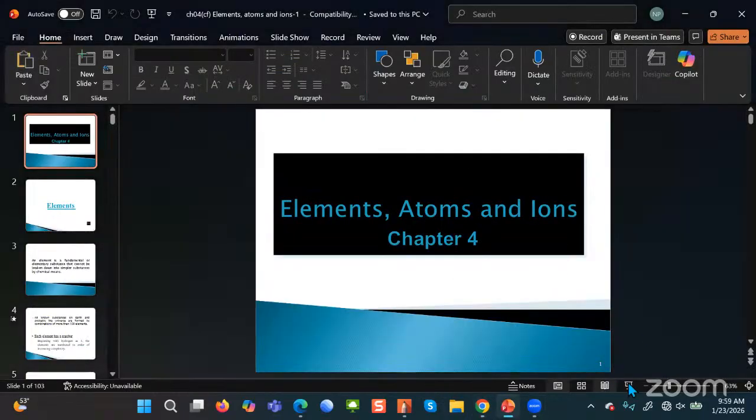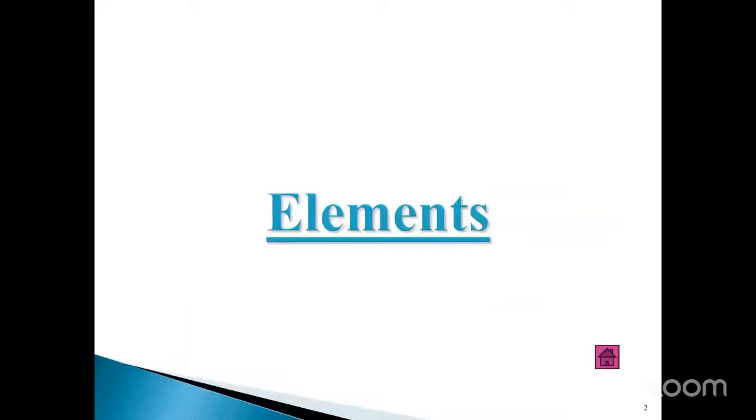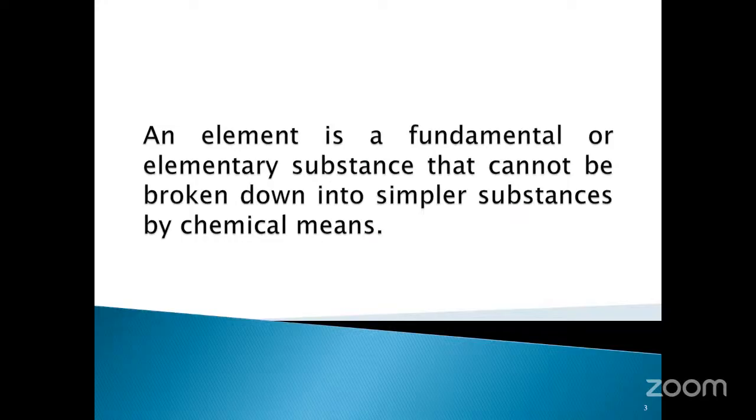All right, so chapter 4 deals with the topics you see there on the screen: elements, atoms, and ions. I think we talked about elements already, but it doesn't hurt for us to remind ourselves of what we mean by that term. An element is a substance which cannot be broken down into simpler substances by chemical means. These last 2 words are very important, because you can actually break down elements into simpler substances, but that would not be a chemical reaction. That would be a nuclear reaction.